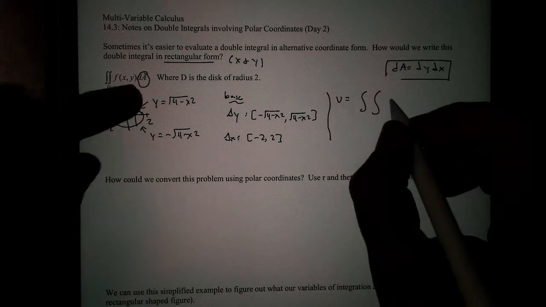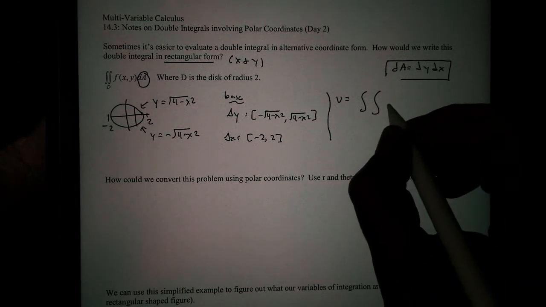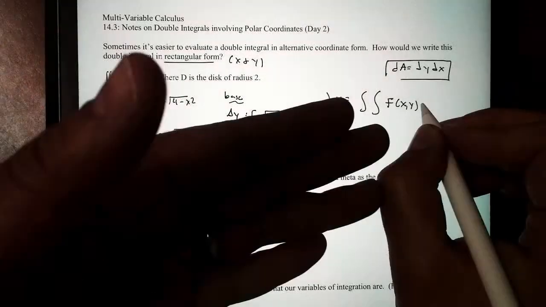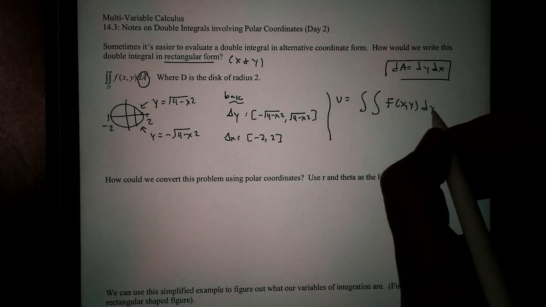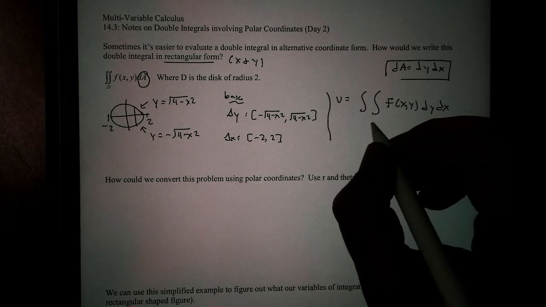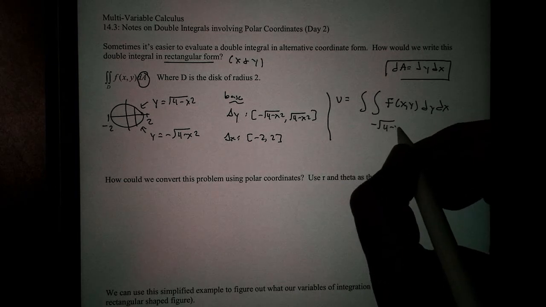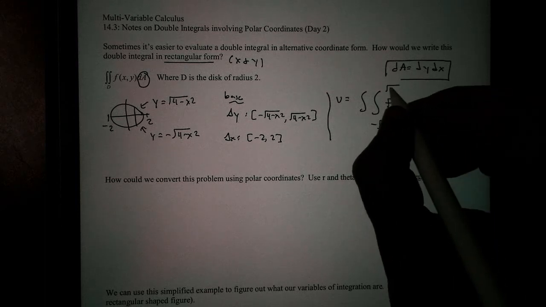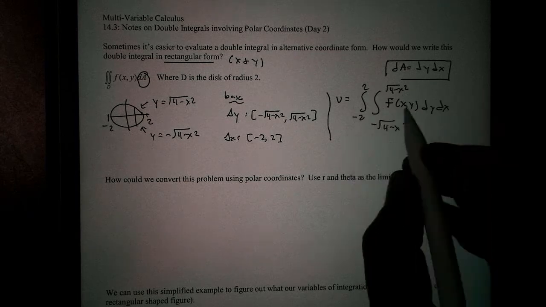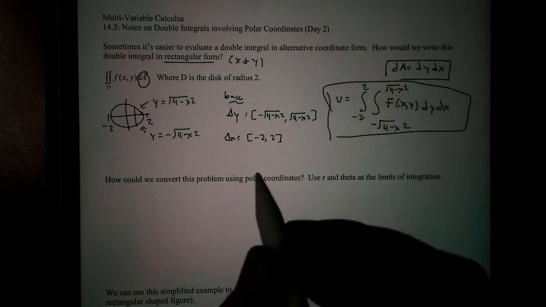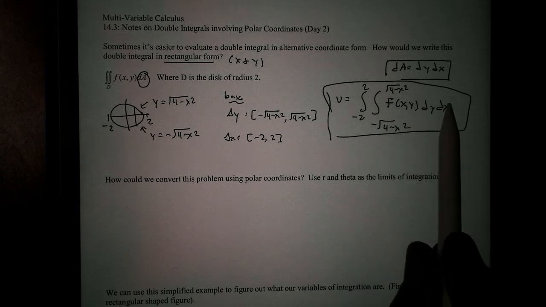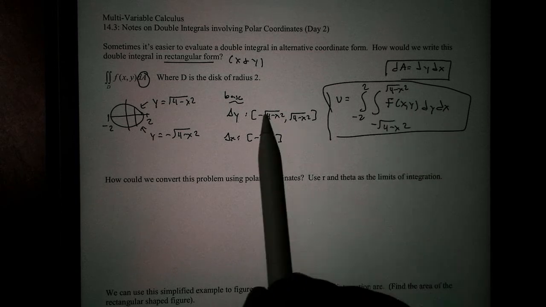So when I write this out, my function, of course, is going to be this f of x, y. I don't have to change my function because it's already in rectangular form, dy dx. And I put my domains here. My y is going to go from the negative square root of 4 minus x squared to positive square root of 4 minus x squared. And this goes from negative 2 to 2. And depending on how complicated this function is, it may be hard to solve, it may be easy to solve because of those square roots.